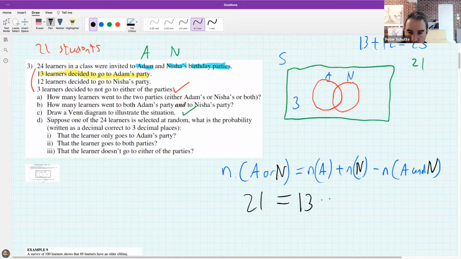How many students are there that are going to Nisha's party? There are 12. Okay, and then the last bit is going to be the number of students that went to both parties. So whatever this is, I'll call it X, is going to be the number of students who went to both. Can you find out what X is for me? Can you find out what the number in the middle is?